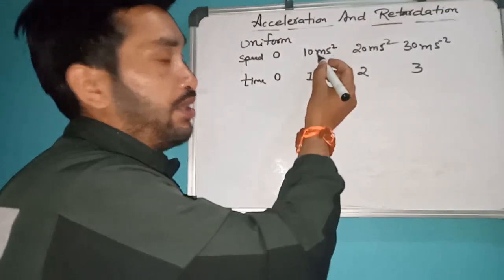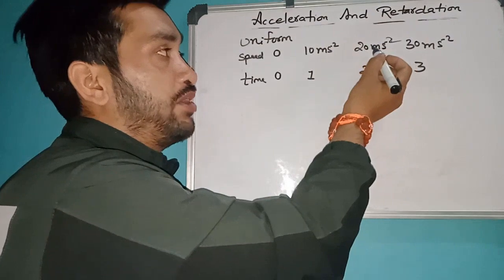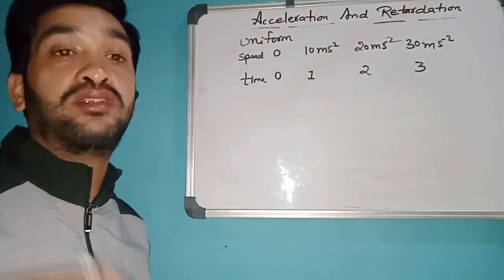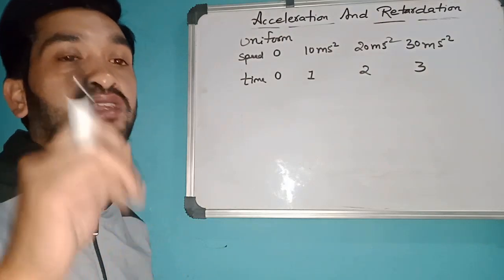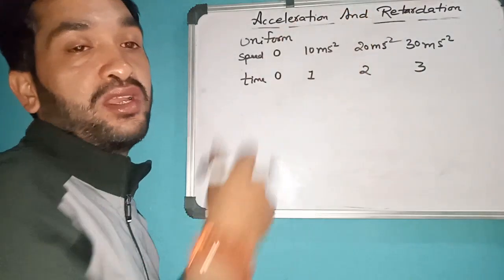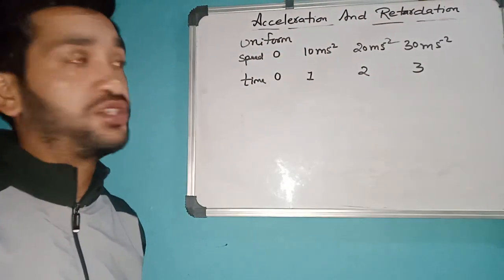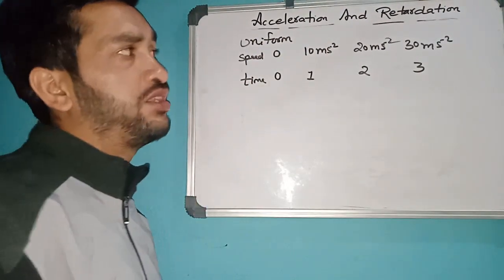For 1 second, 10 meter per second square. For 2, 20 meter per second square. So uniformly the speed will increase. It won't increase suddenly, it won't get decreased suddenly. Slowly it is increasing. That is called uniform acceleration. In this way you can also write for uniform retardation, take the reverse of it.